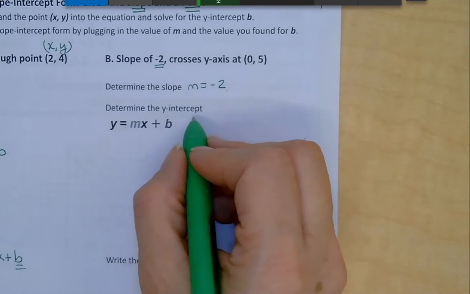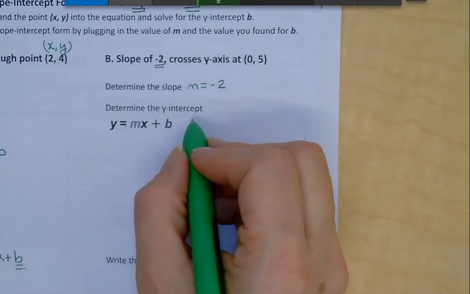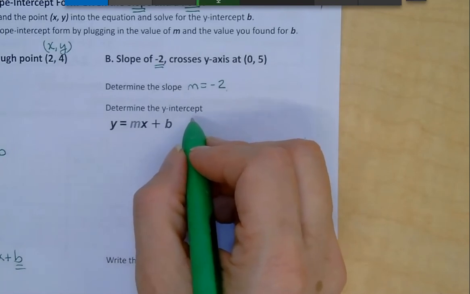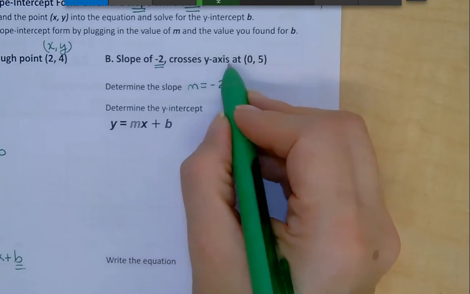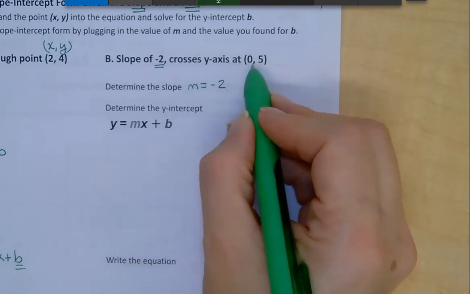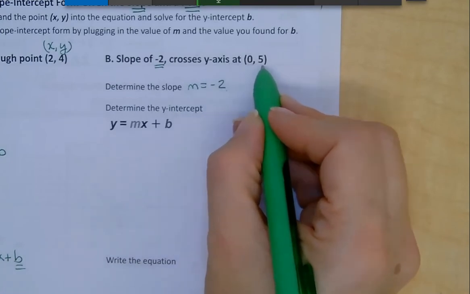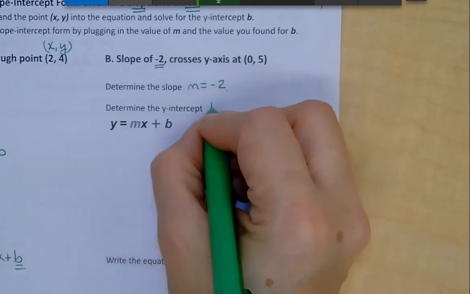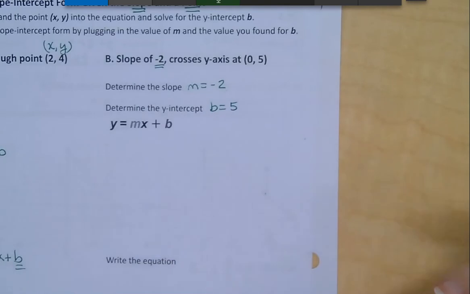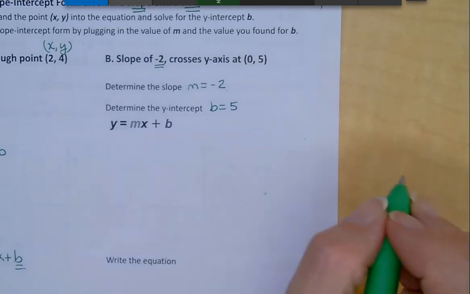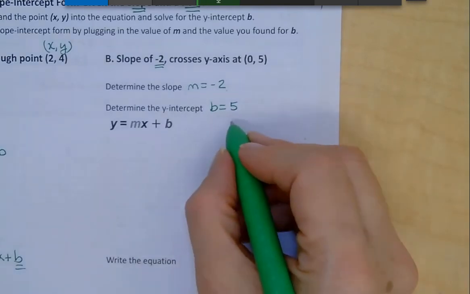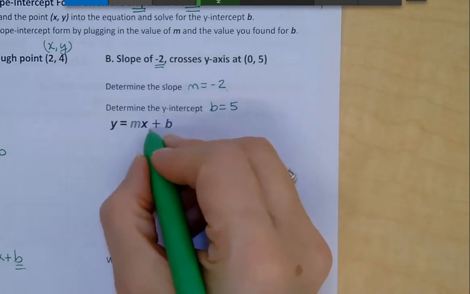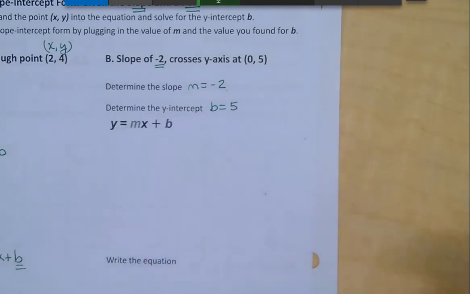Determine the y-intercept. Y-intercept is b. Here's the thing. This is where I'm crossing the y-axis. The y-intercept is wherever x equals 0. This is my y-intercept, that number 5. Okay, b equals 5. It's right there in the problem. But if you didn't notice that, no worries. I'm still going to solve for b as if I didn't see that.